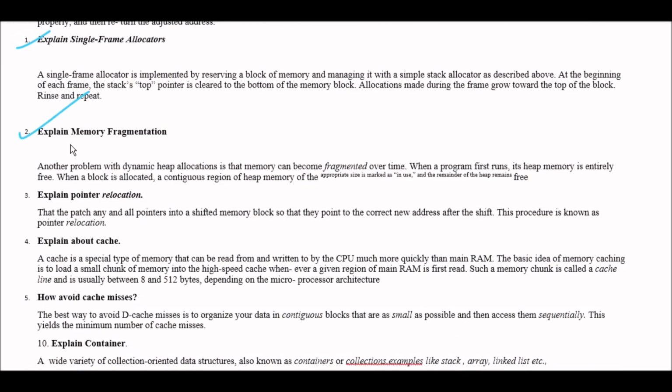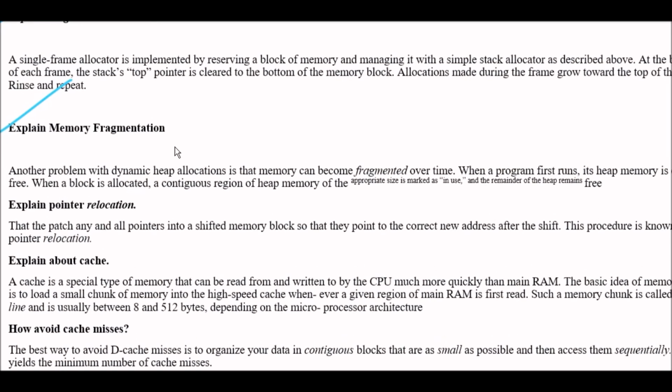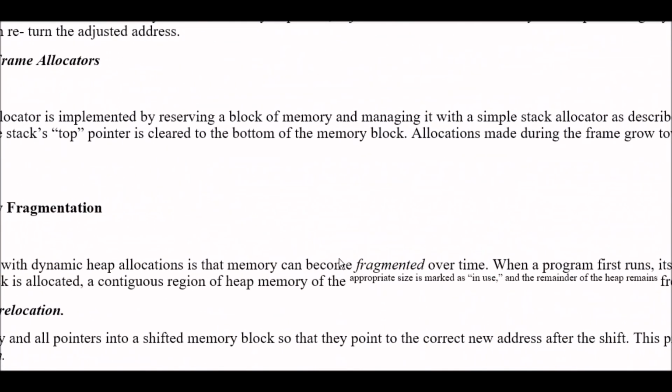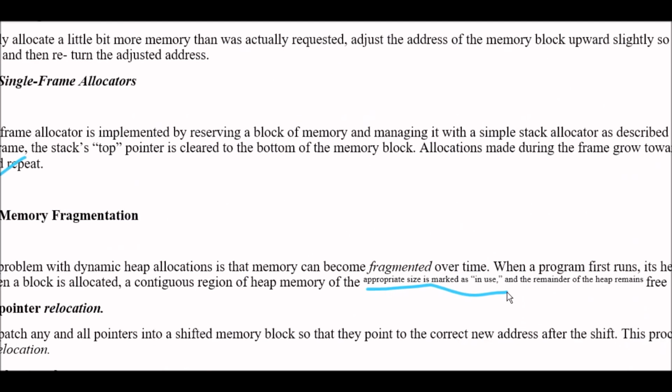Next question. Explain memory fragmentation. Answer is, another problem with dynamic heap allocation is that memory can become fragmented over time. When a program first runs, its heap memory is entirely free. When a block is allocated, a contiguous region of heap memory of the appropriate size is marked as in use and the remainder of the heap remains free.